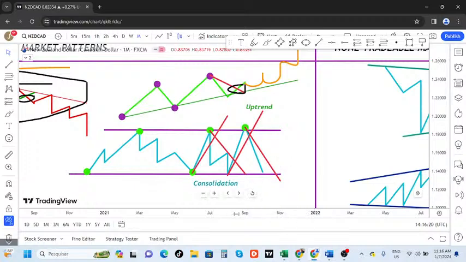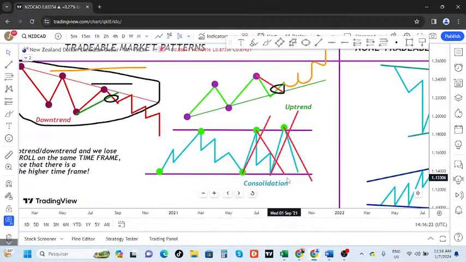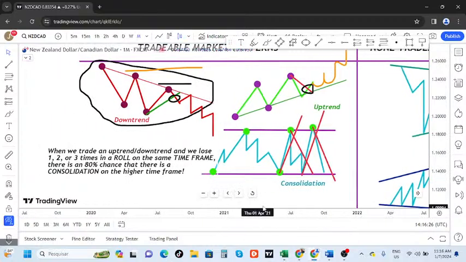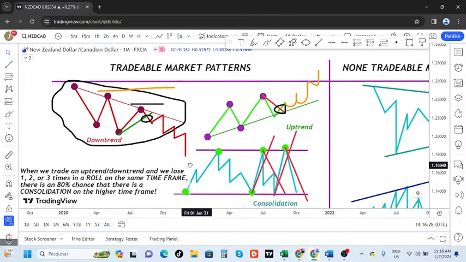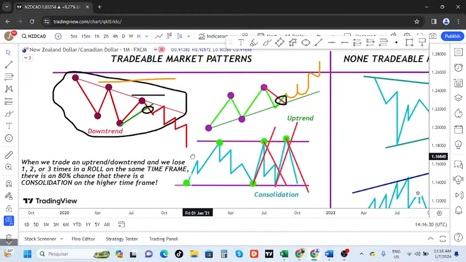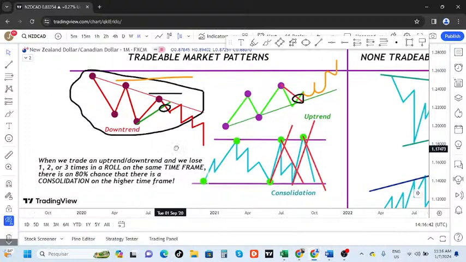Once that trend line is broken, stop loss goes below or above the consolidation. That is the way I have been taught, and that is the way I've seen the market work out. And if you follow through, believe me, 7 times out of 10 you're going to win your trades.